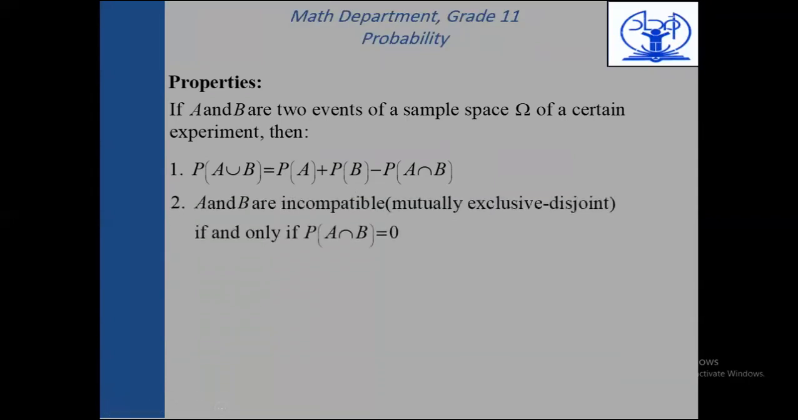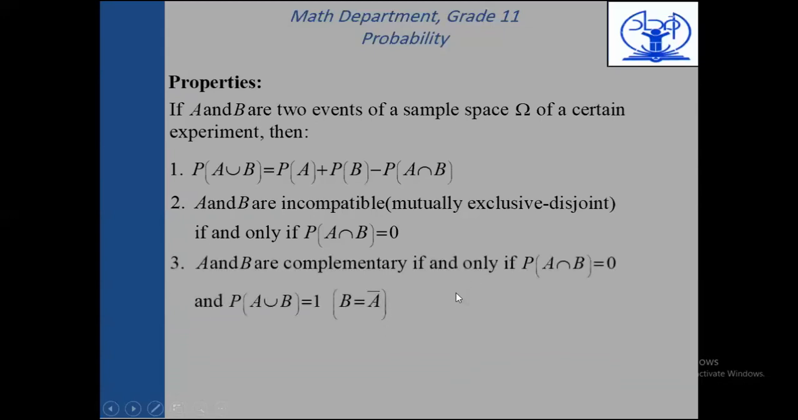A and B are said to be incompatible or mutually exclusive if and only if probability of A intersection B is 0. Two events are said to be complementary if not only the probability of their intersection is 0, but also the probability of the union is 1. So if two events are complementary, yes, they are mutually exclusive because the probability of their intersection is 0. But the word that describes the situation more precisely is complementary, because the probability of the intersection is 0 and the probability of the union is 1.